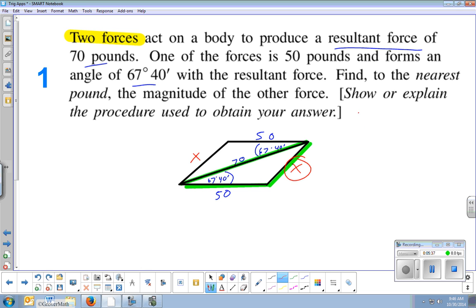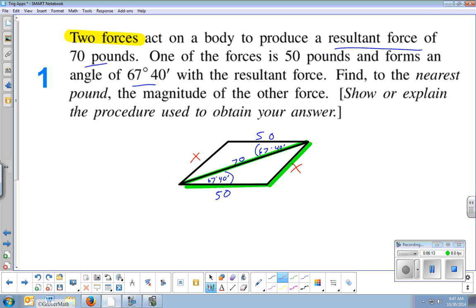Well, is it going to be law of sines, or is it going to be law of cosines? And so remember, we always want to look for law of sines first. Law of sines is the easier one. But what you need for law of sines is a complete set. You need a side and angle across. So here's our side of 50. Do I have the angle across from it? That would be here. No. I have this side 70. Do I have the angle across from it? No. I have this angle 67 degrees 40 minutes. Do I have the side across from it? No. So can I do law of sines?